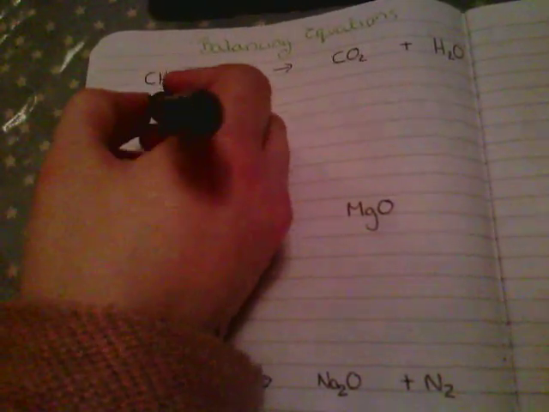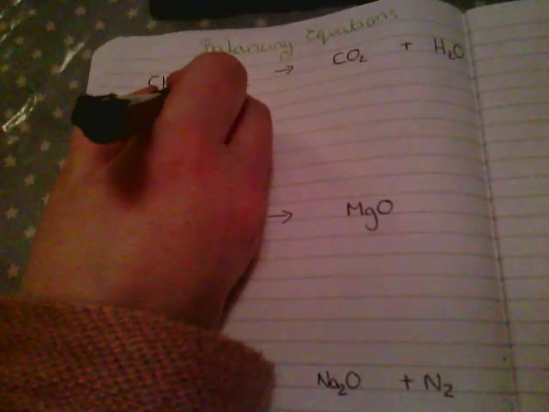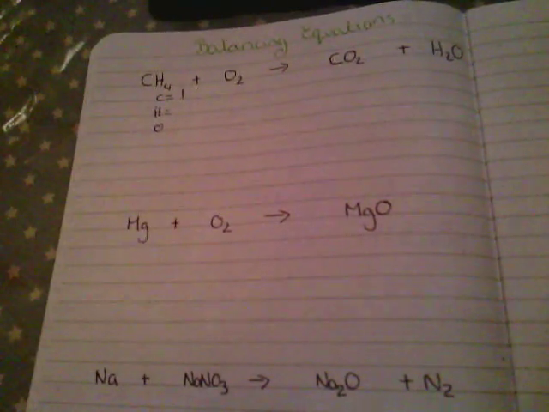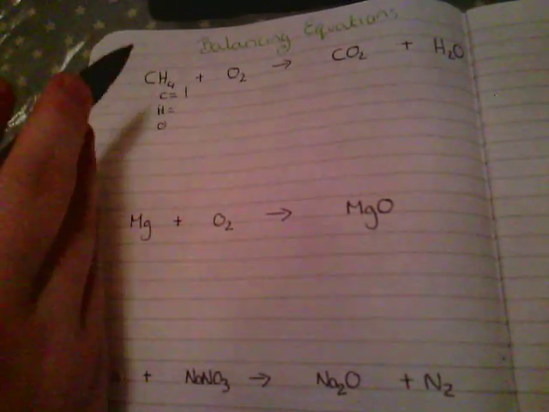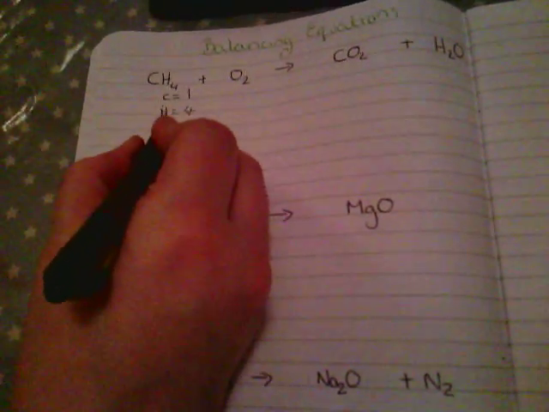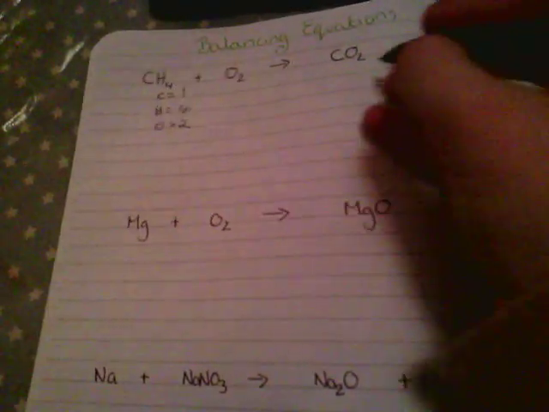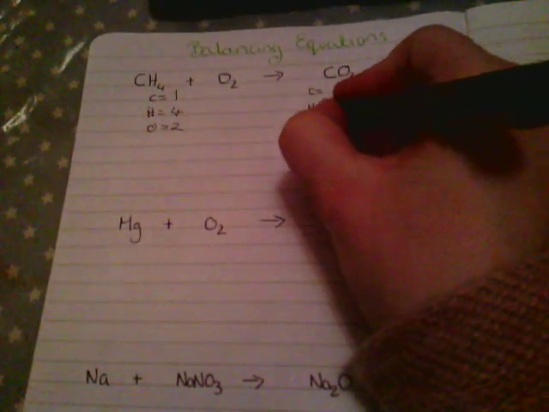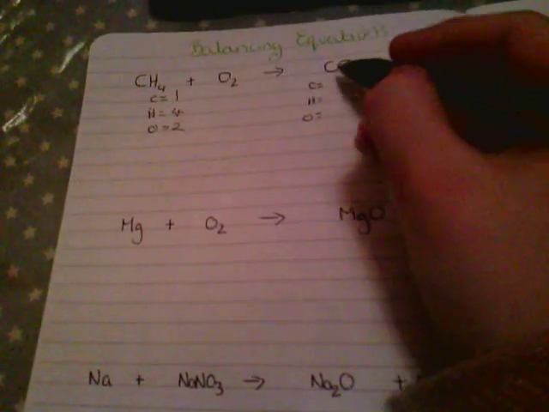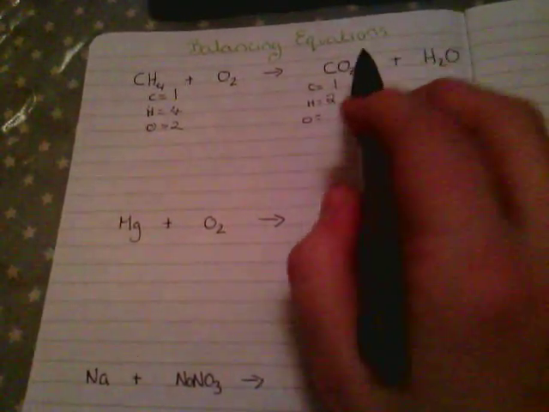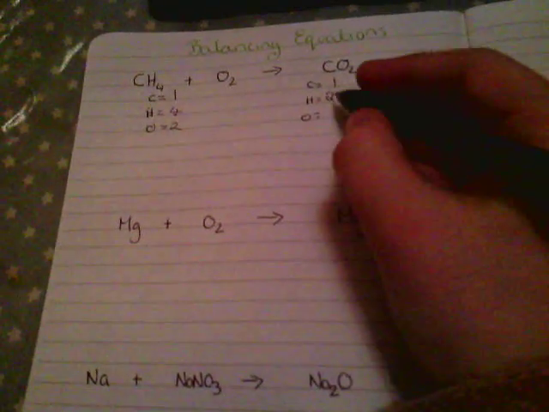So if we look at the carbon, we've got one carbon this side. So I'm going to write that I've got one atom of carbon. I've got 1, 2, 3, 4 hydrogens, and I've got 2 oxygens. And I'm going to do the same on the product side. I've got 1 carbon, I've got 2 hydrogen, and I've got 1, 2, 3 oxygens.